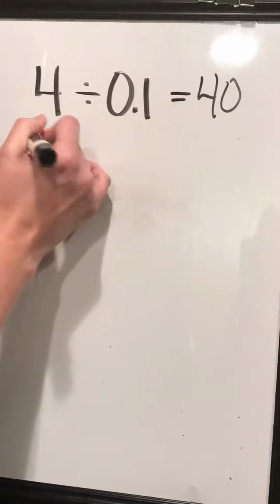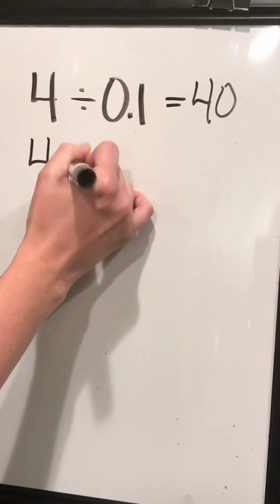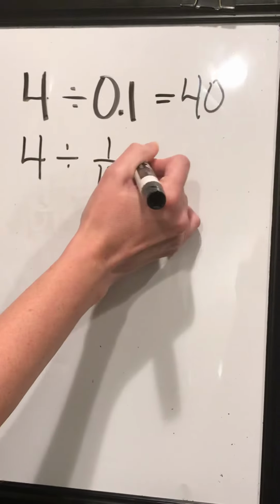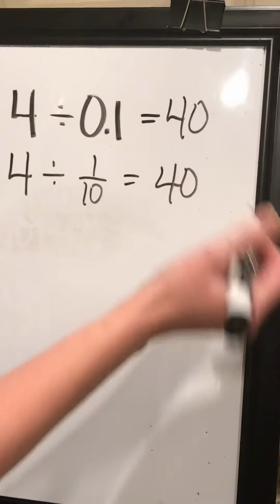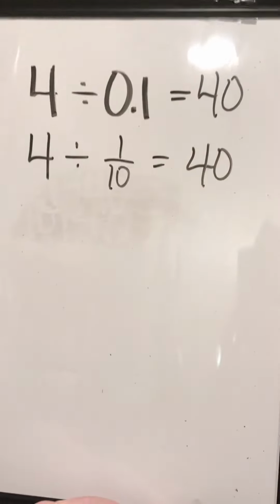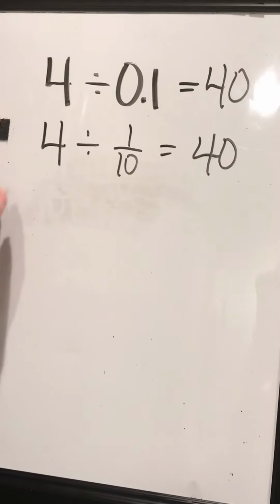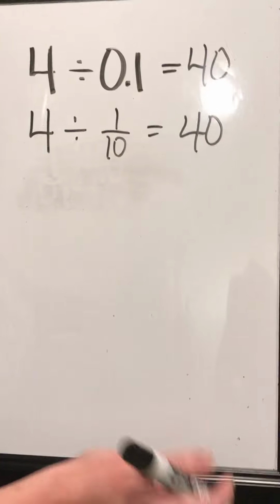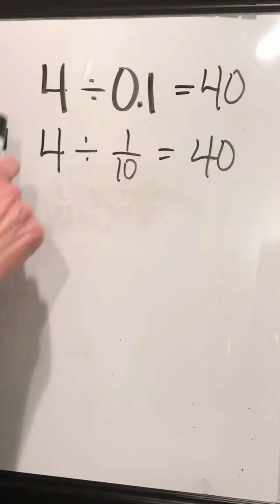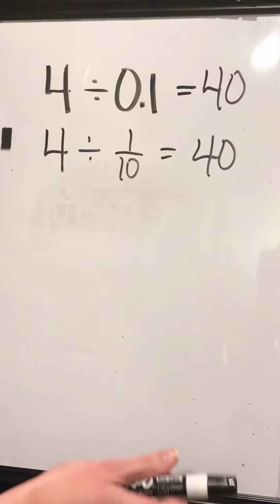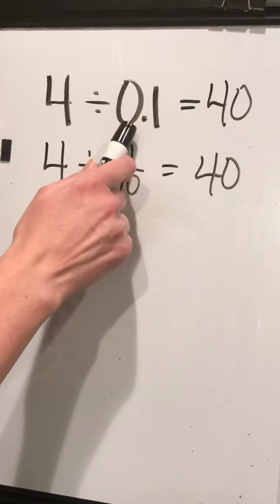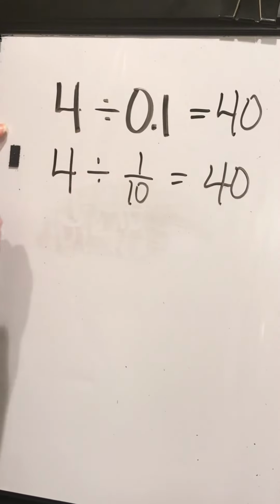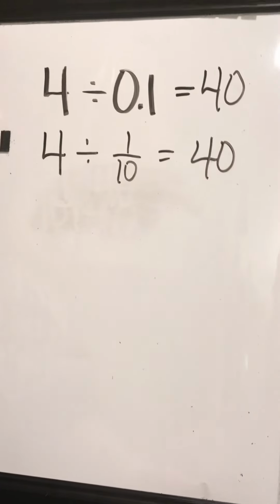Now we've also done this with fractions, so if I had 4 divided by 1/10, we also know that that's going to give us 40. So whenever we are dividing with fractions or with decimals, we don't always get the answer that we would expect, because we might expect to get a number that's smaller. But since we are thinking about these in parts and how many small 1/10 pieces we have in 4, that's why we end up with a bigger number.